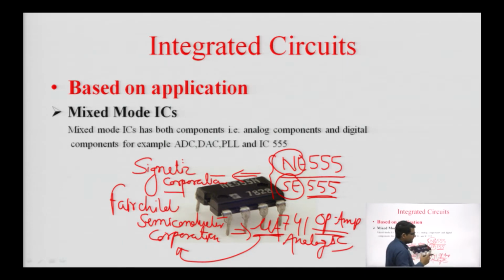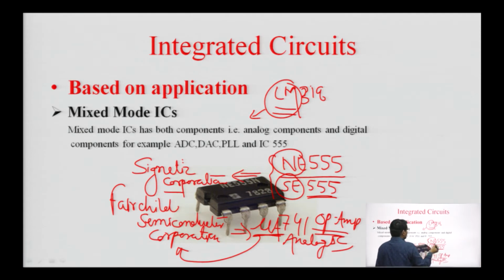In similar fashion, if National Semiconductor makes an IC for an operational amplifier, then we give the name LM318. LM defines that this IC is made by National Semiconductor. Okay.